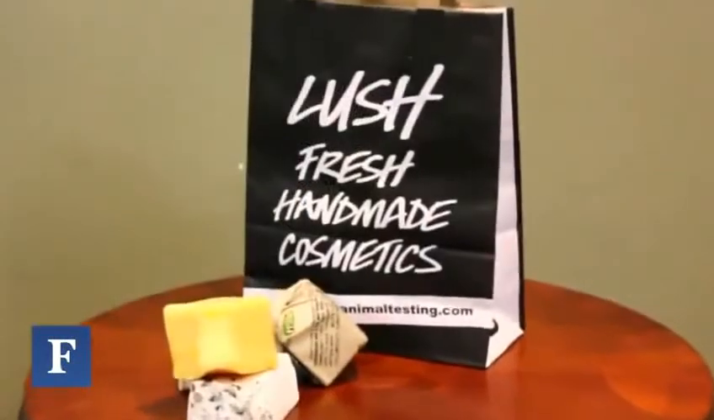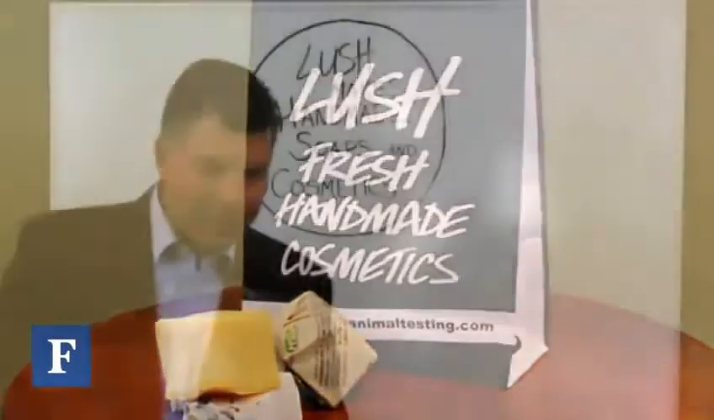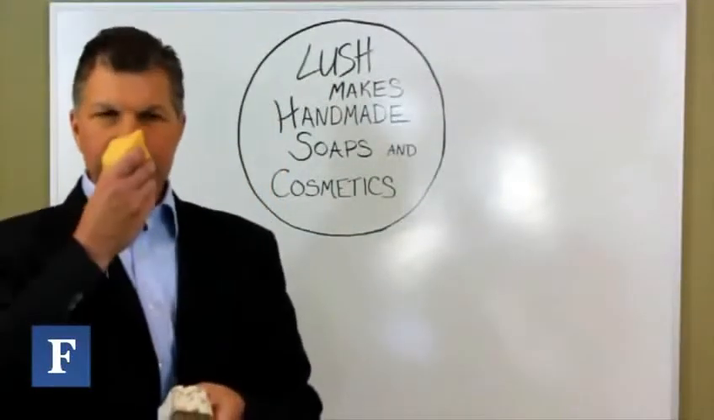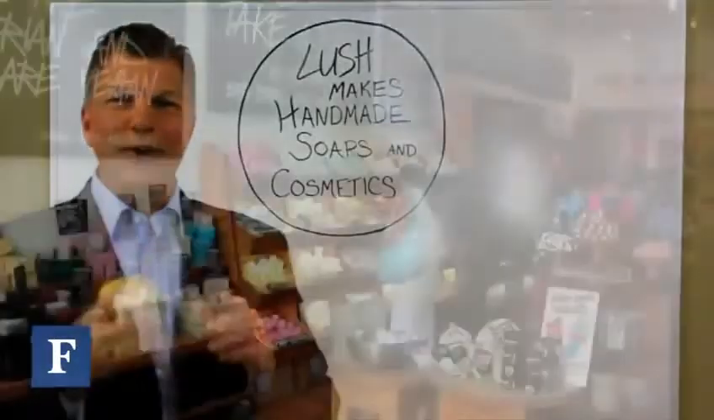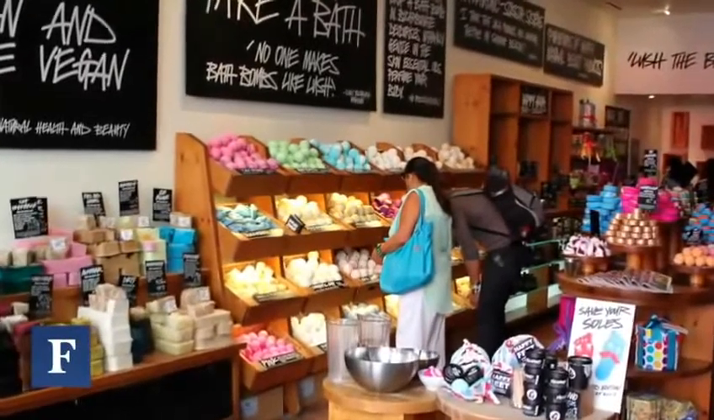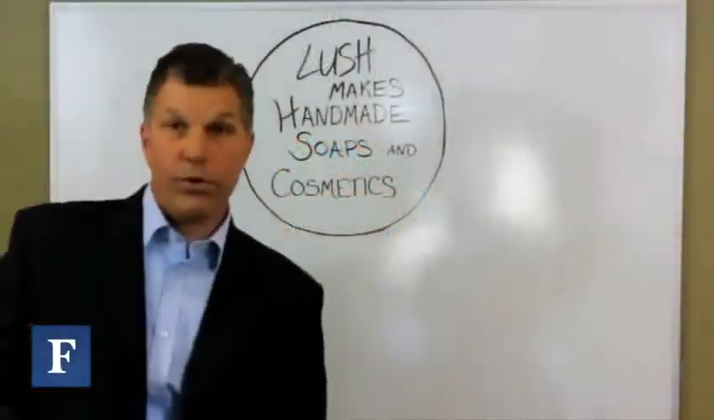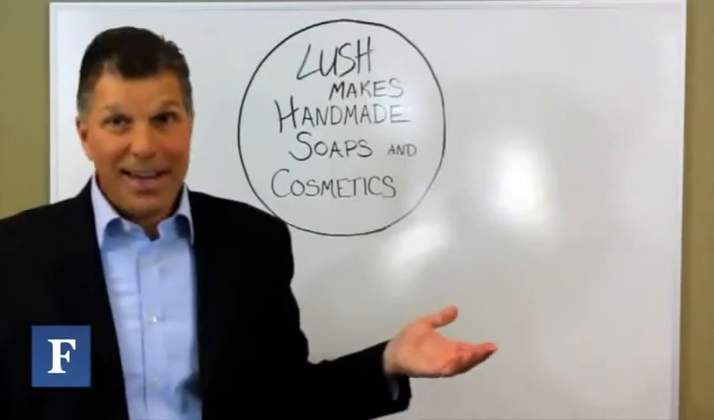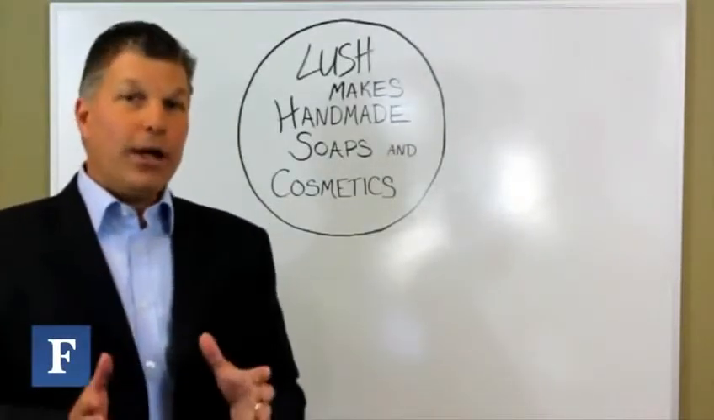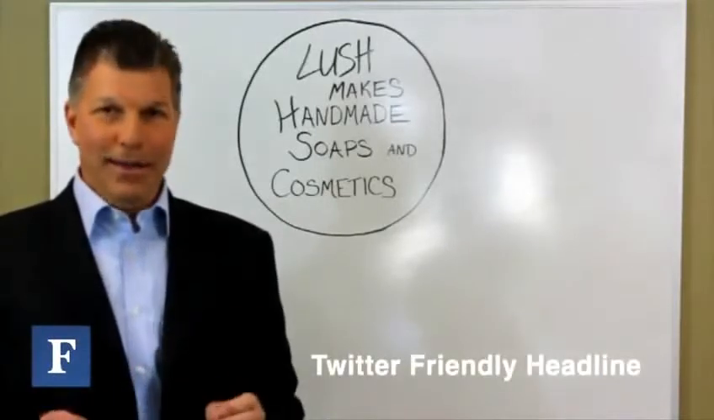Lush is a global soap store. I believe they're in about 45 countries. They make fantastic handmade fresh soap. That lemon smells great. I don't have any financial interest in this company, but I know their messaging really well. I've talked to the founders before, and in order to create a really good message map, you've got to know the story. So let's start with step one, creating what I call a Twitter-friendly headline.